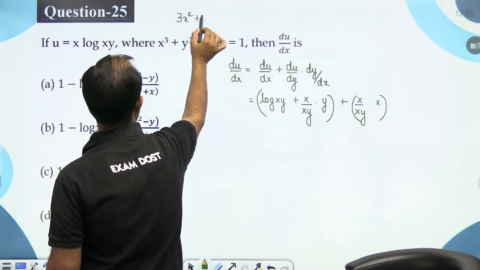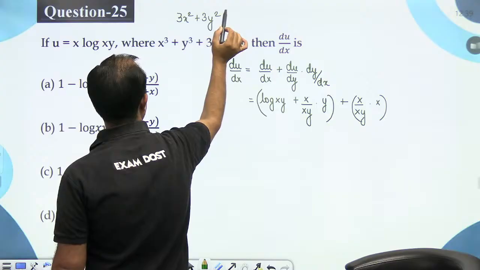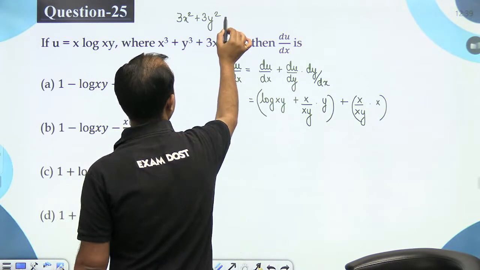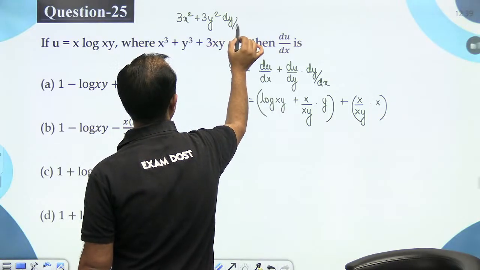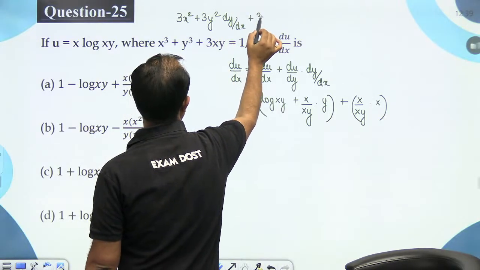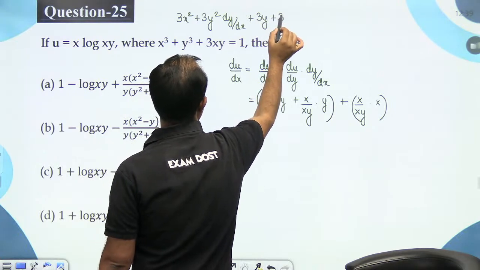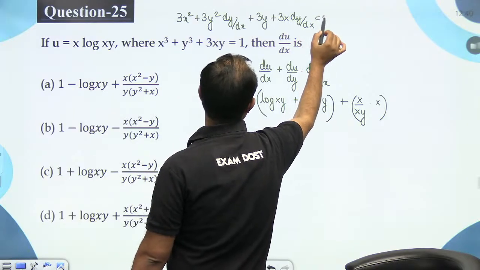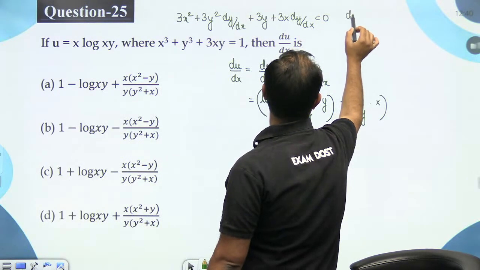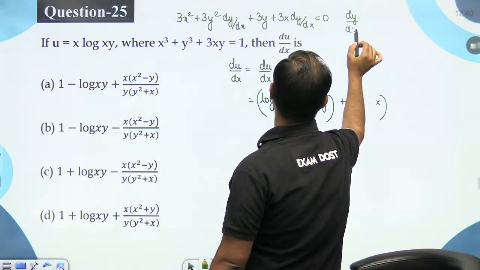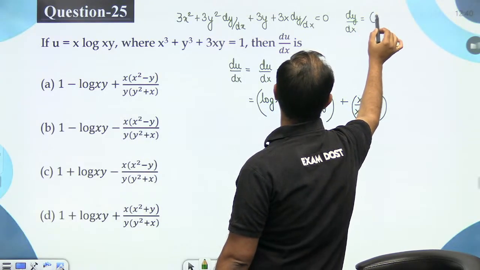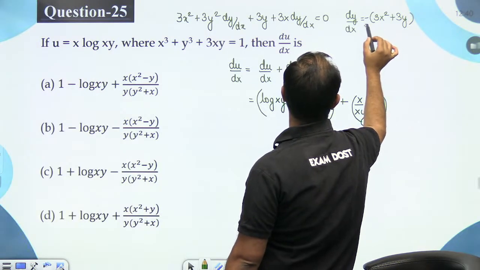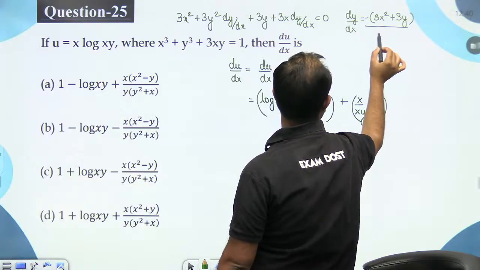3x square plus 3y square plus 3y square dy by dx plus 3y plus 3x dy by dx. So dy by dx will be how much? 3x square plus 3y with a minus sign divided by 3y square plus 3x.